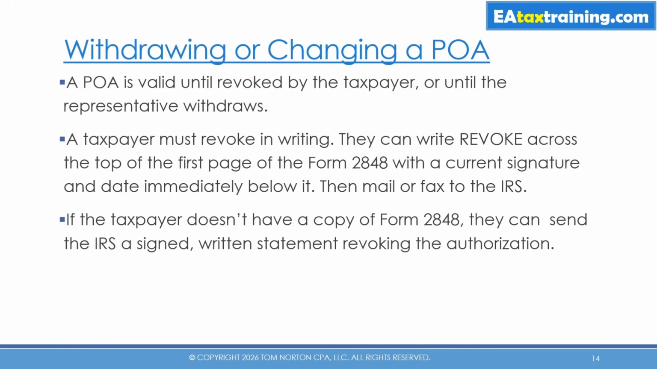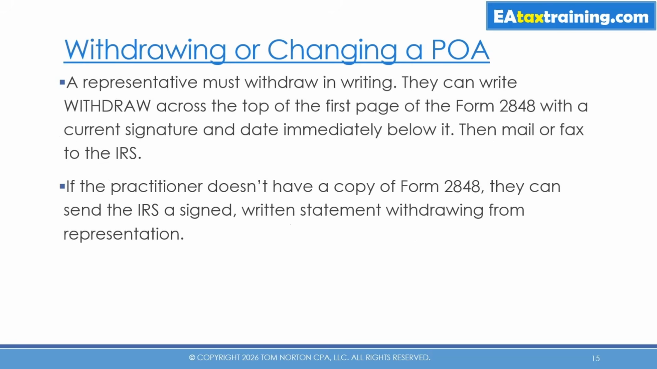If they don't have a copy of the 2848, then they can just send the IRS a signed written statement revoking the authorization. In order to withdraw, you would do essentially the same thing as the representative. You would get page 1 of the 2848, write withdraw across it, sign it and date it, and then you would send it in. And the same thing, if you don't have a copy of it for some reason, then you could just do that as a written statement that was signed and dated.